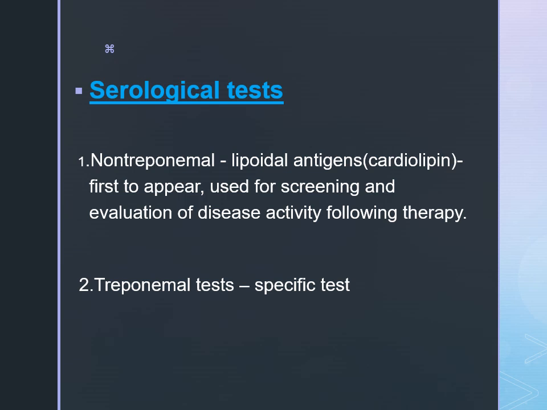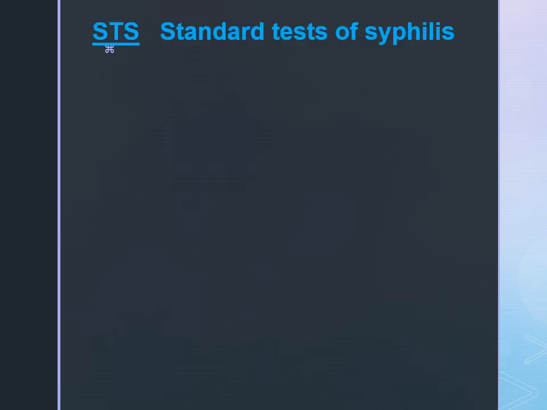Therefore, it is not a sure test. Therefore, we say these are the non-treponemal tests or the standard tests for syphilis. So these tests are not confirmatory. Once this test comes positive, then we have to go for the treponemal test, where you are directly dealing with treponema, and it is a confirmatory test. So that is the standard test of syphilis.